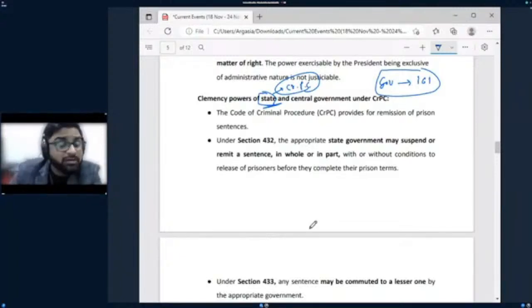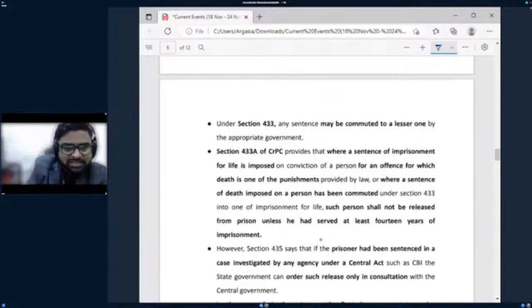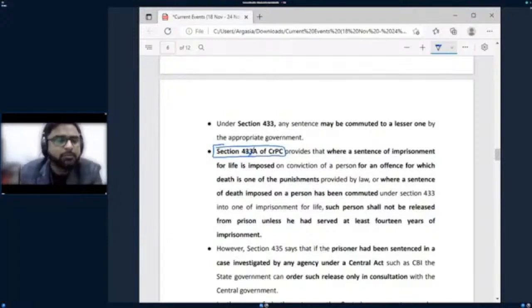ठीक है. So what are the differences? For example, look at this. Section 433 of CRPC. Not important. Do not remember the section. You are not a lawyer. ठीक है? You are just a polity student. Section याद मत रखिएगा. But I'm giving it just as an example. Only remember that the state pardoning powers are under CRPC, the governor's under Article 161. But sufficient. I'm taking this as an example.